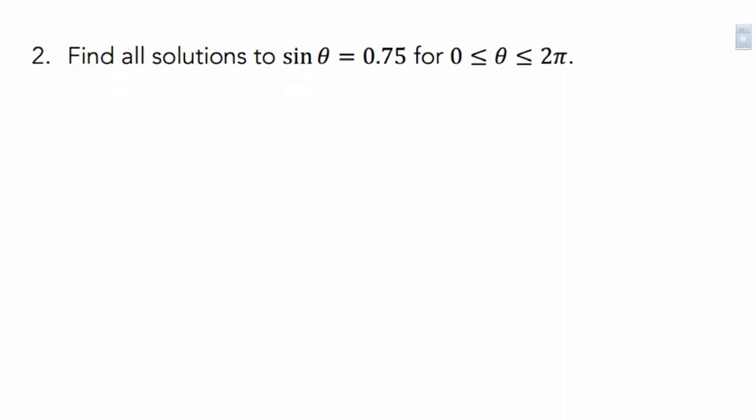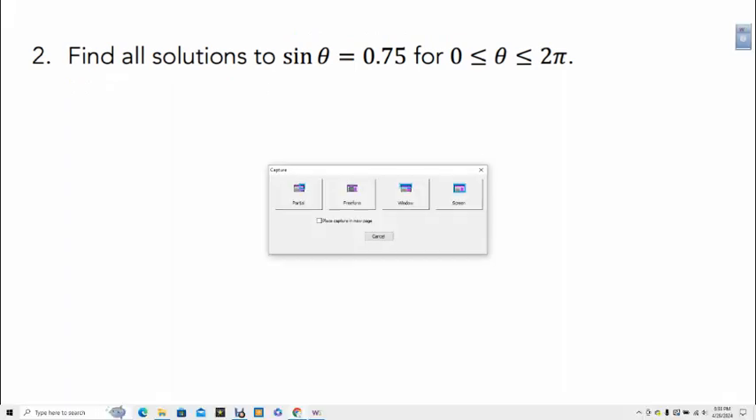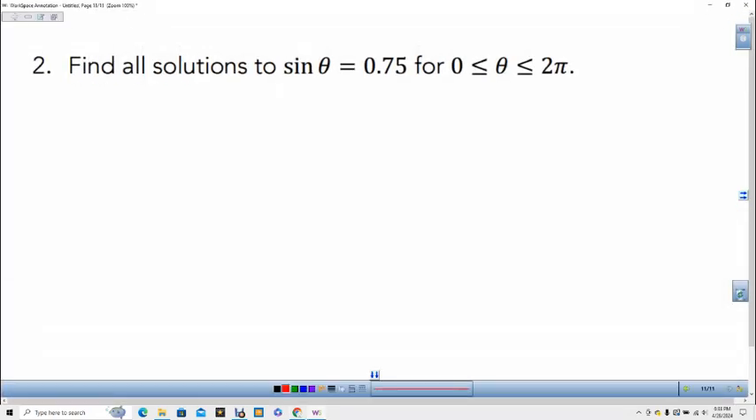All right. So for this one, we're going to find all the solutions where sine theta equals 0.75 for 0 to 2 pi. Now, if that doesn't kind of give you a hint that this is a calculator problem, I'm going to tell you it's a calculator problem because 0.75 is not on the unit circle.